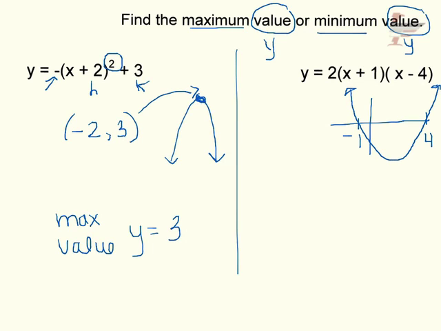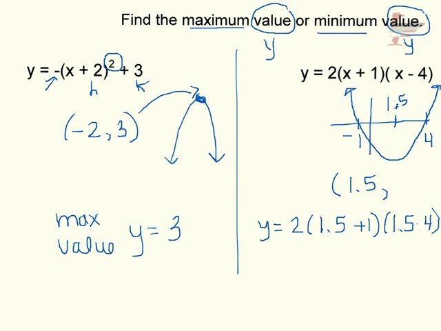Halfway in between -1 and 4 is 1.5, because 4 plus -1 is 3, and 3 cut in half is 1.5. So let's just say that 1.5 is right here. And that's the x-coordinate of my vertex. And then to find y, I'm going to plug in 1.5 for my x and do some math here.